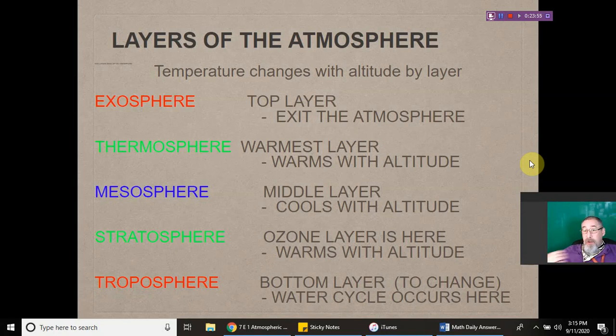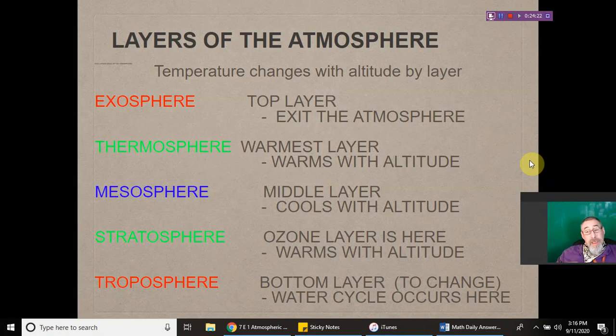This is where the ozone layer is. We start to warm up with altitude. Because of that ozone layer, there's extra energy where some of the violet radiation is being bounced back, some of it's let through. It creates a nice barrier between the cold above and the living below that needs that protection. We go through the stratosphere, we end up in the mesosphere.